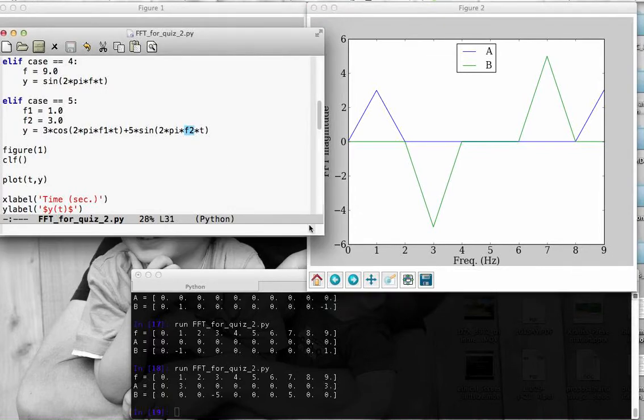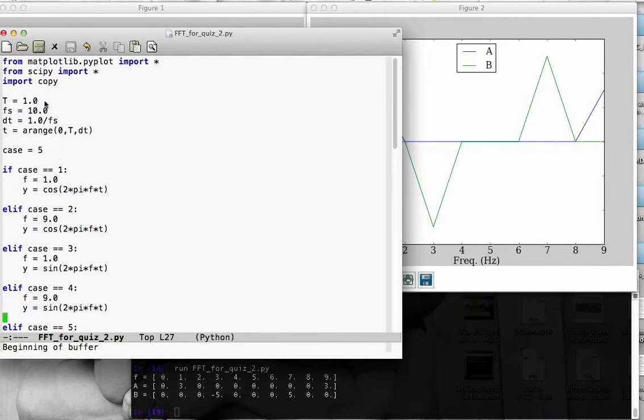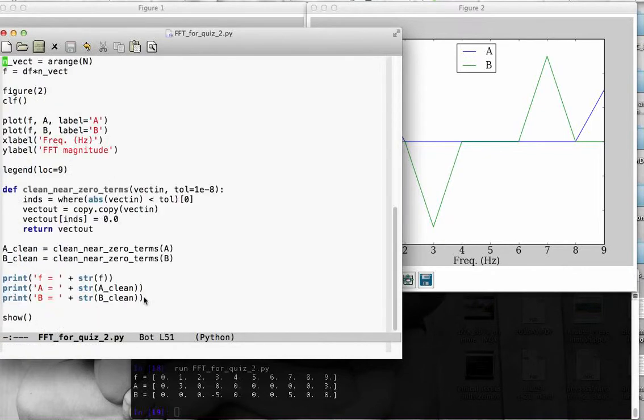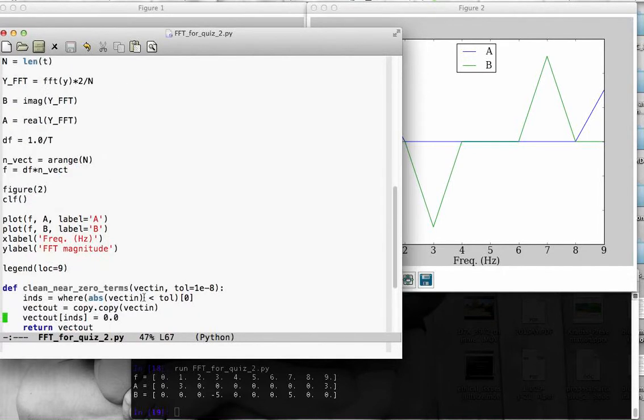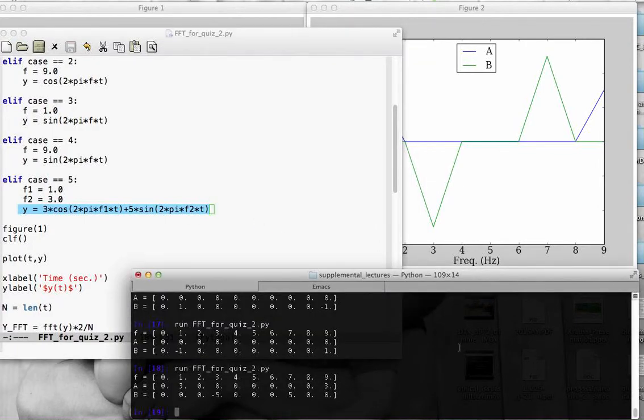So as you play around with different combinations of y's and fs's and df's and all those things, you can start to think about how to correctly answer questions like, given a certain symbolic y, how do I find the a and b coefficients? And again, for that case, with the 3 cosine of 2 pi times 1 hertz plus 5 sine of 2 pi times 3 hertz, we see this result.